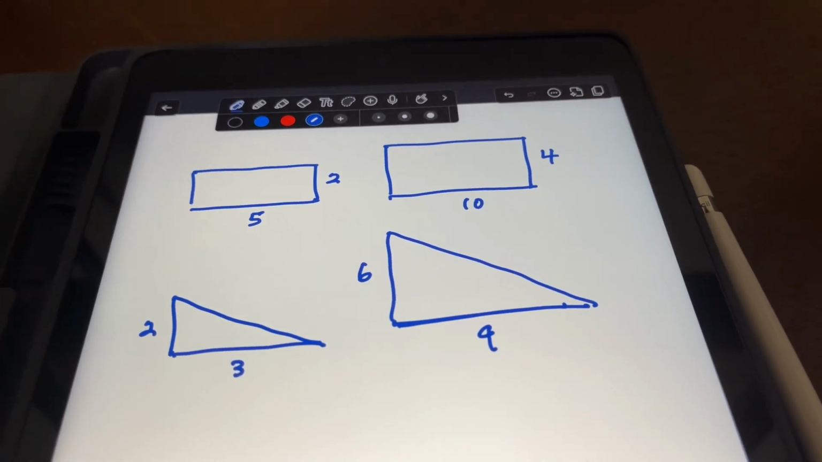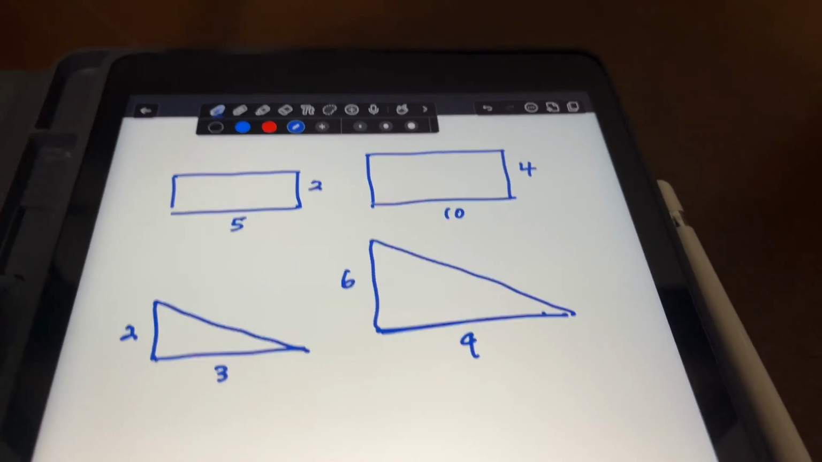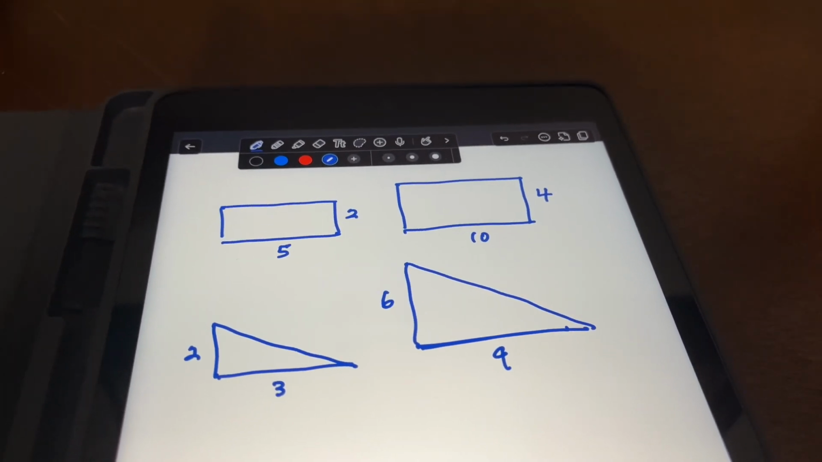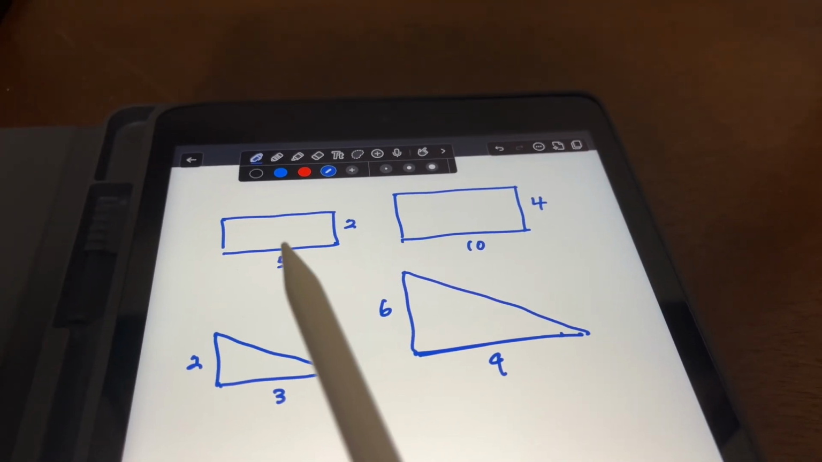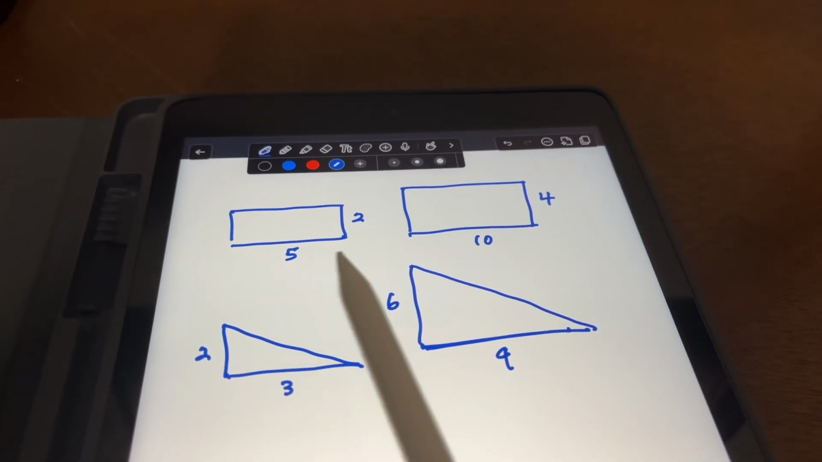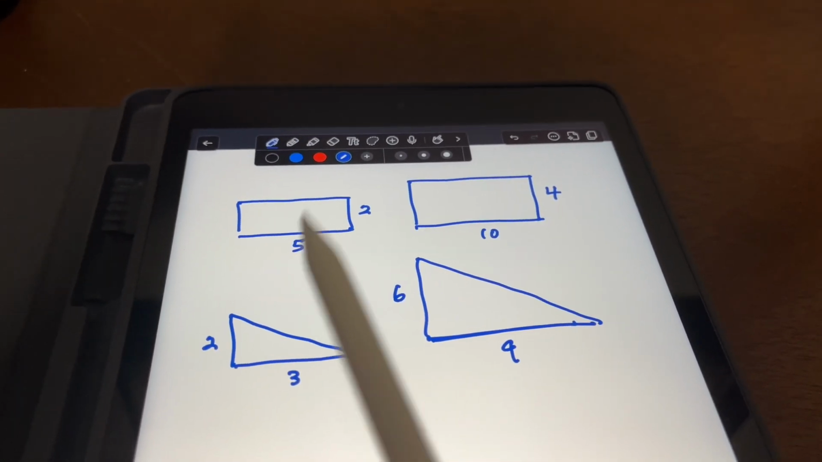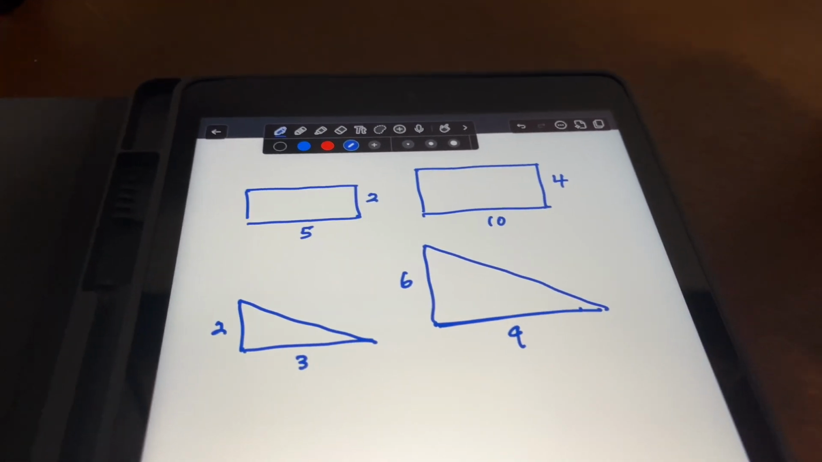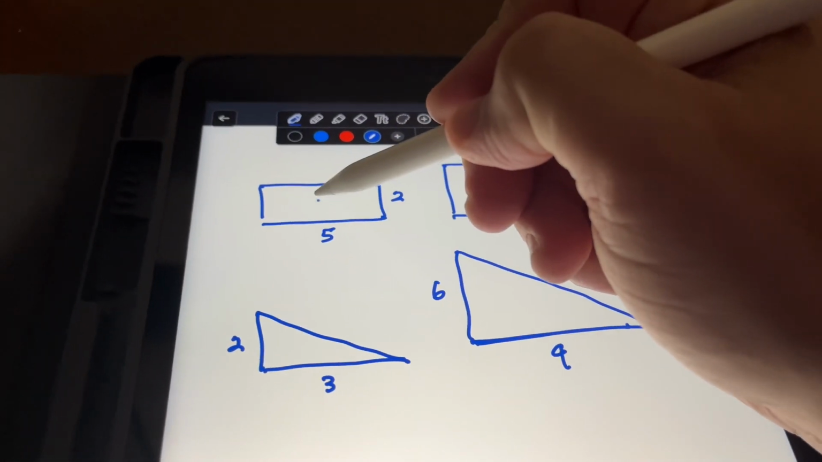Today I want to show you something about area and the proportionality of areas. So let's look first of all at the shape that we have here, a rectangle. This has a length of 5 and a width of 2. Hopefully you know that the area of a rectangle is the length times the width. So the area here would be 10.